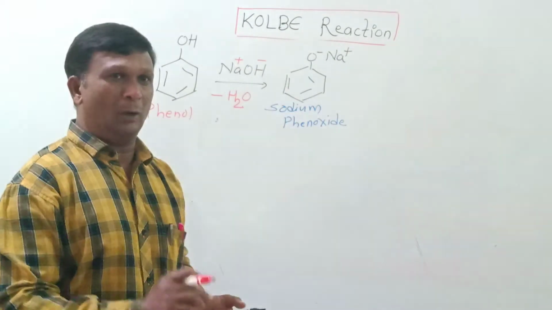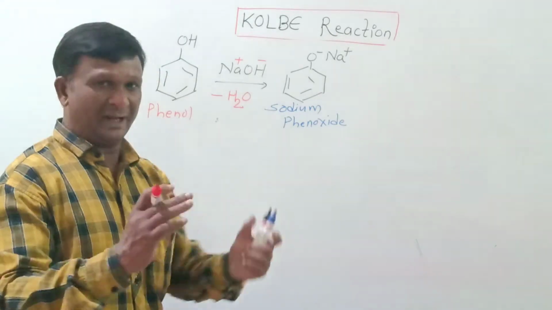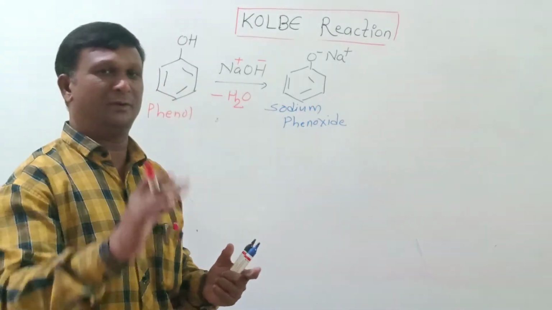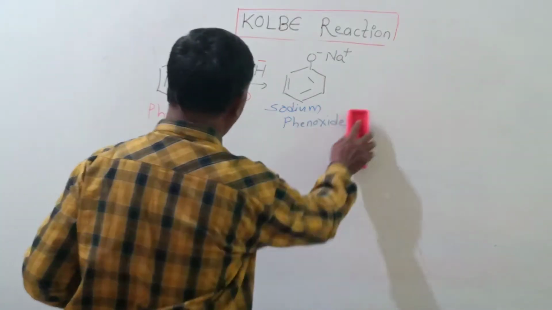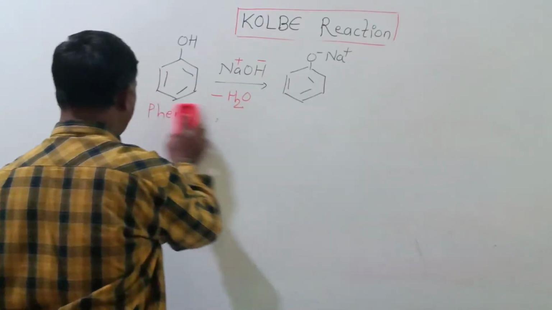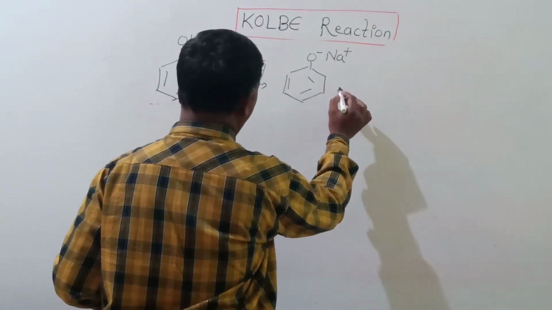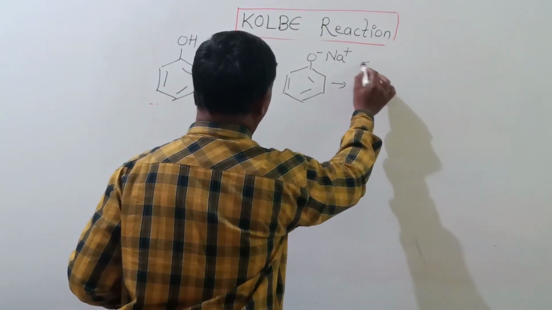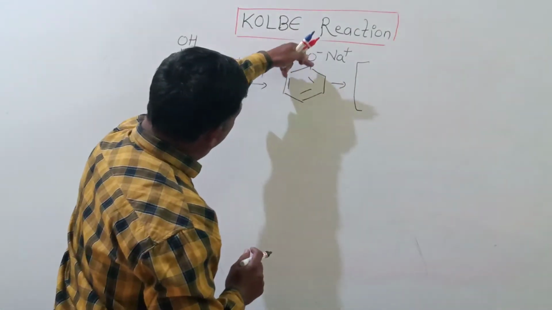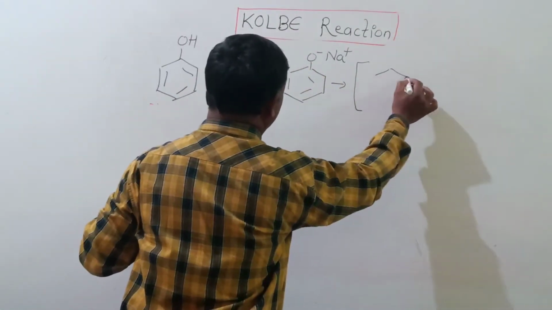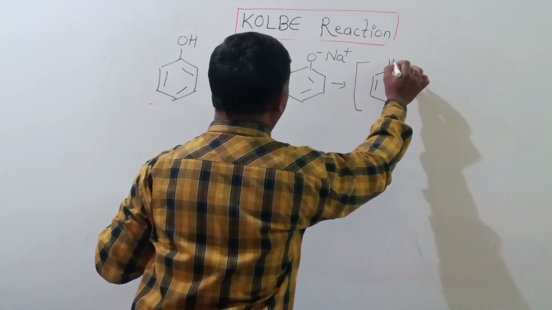In that case, we arrive at some canonical structures, that is the distribution of negative charge on the benzene ring. Now, if we look at these canonical structures, we find that the structures will be like this. When this oxygen forms a bond with this carbon, a double bond gets generated over here like this.